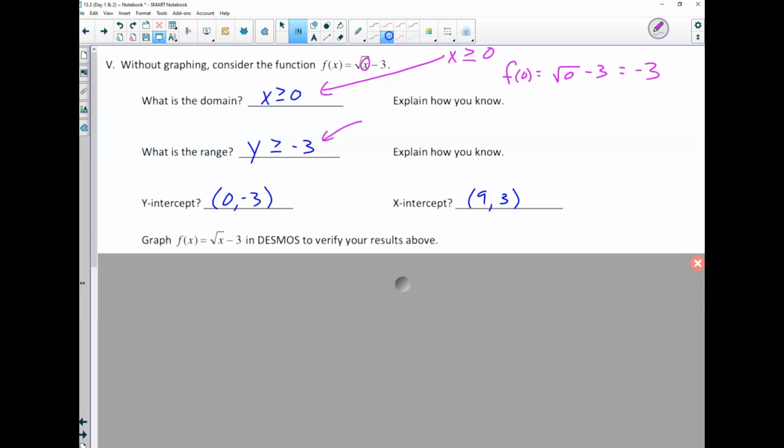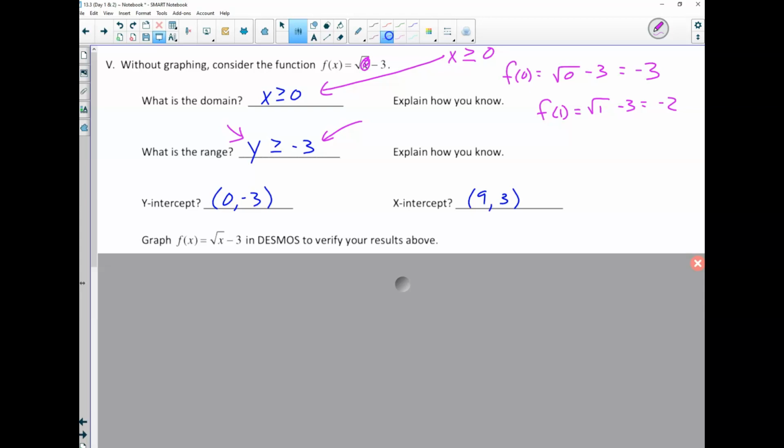So here's my negative 3, and I'm going to say y. And all I'm going to do is pick another one greater than 0. Say maybe, I'll pick 4 or 1. So f of 1 is going to be the square root of 1 minus 3. Well, that's going to equal negative 2, isn't it? And negative 2 is greater than negative 3, so all the y's are going to be bigger.